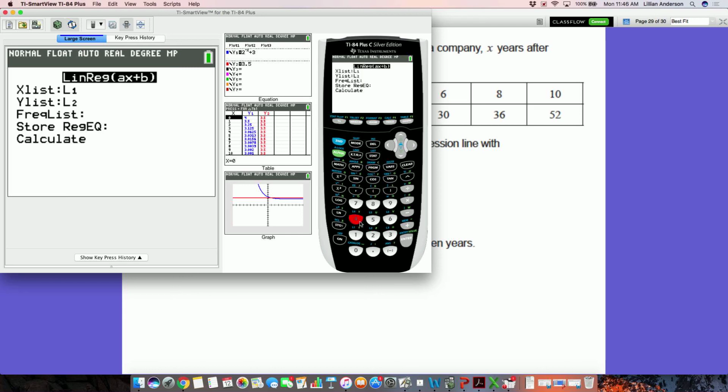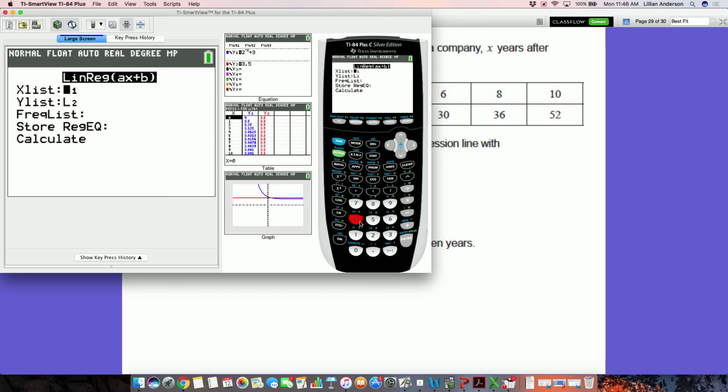Now, if your calculator looks like mine, I will address both ways. If your calculator looks like mine, yes, you want L1 in your X list and L2 in your Y list. Your frequency list needs to be clear. So if there's an L2 sitting there, go down and delete it, okay?